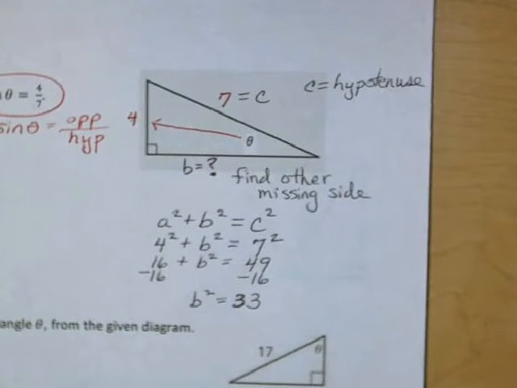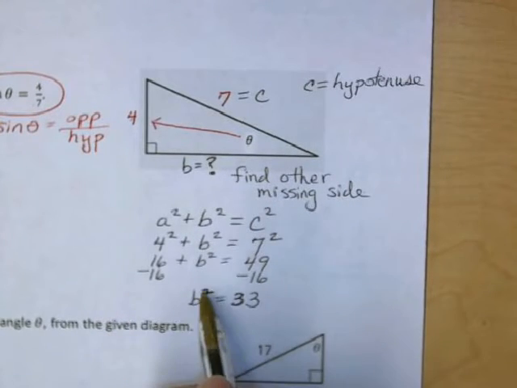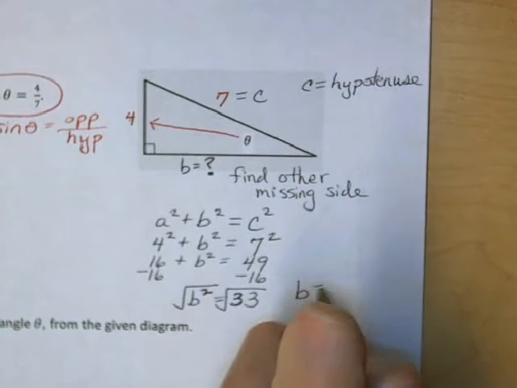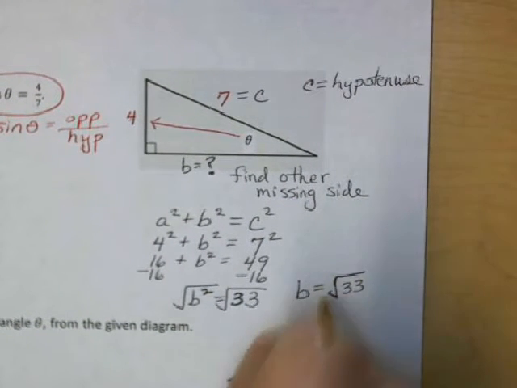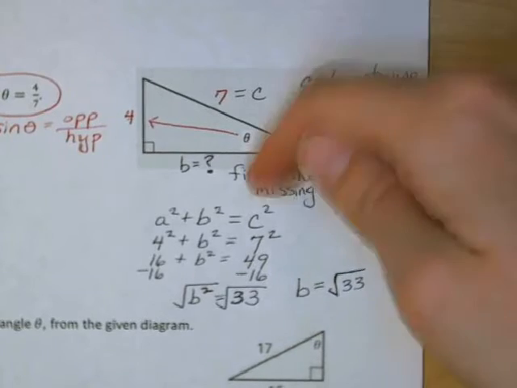How do you just find B? Square root, yeah. Take the square root. B equals square root of 33. Now we usually just leave it like that. So B is square root of 33. Alright, so we got the missing other side. We found it.